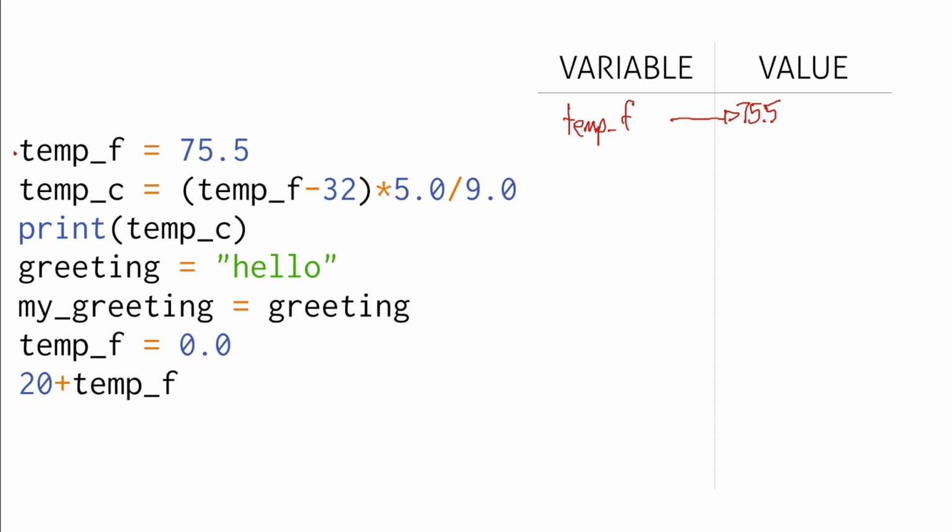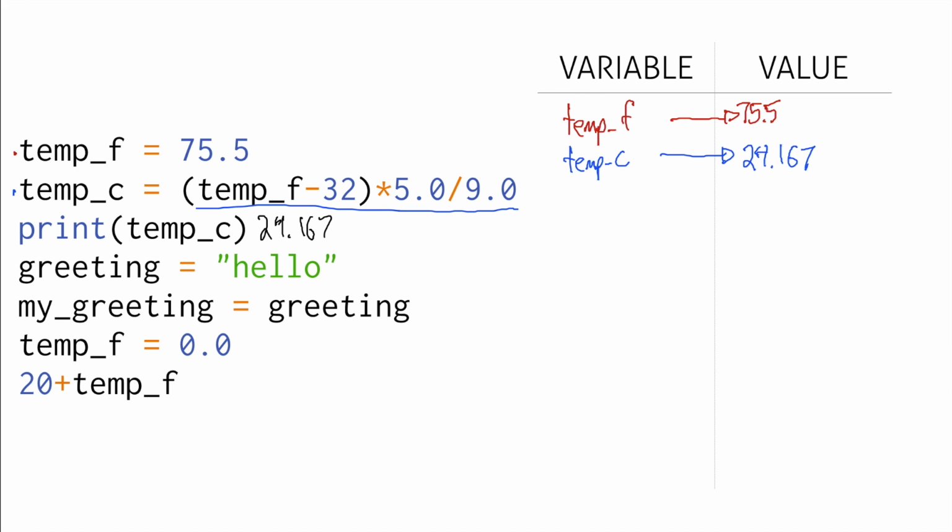Then we assign temp_c to be the value of this expression, which I happen to know is 24.167. So I'll write temp_c points to 24.167. And then when I print out temp_c, I look to see what temp_c is in my variables-values diagram, and I see that it's 24.167. So I know that this prints out 24.167.